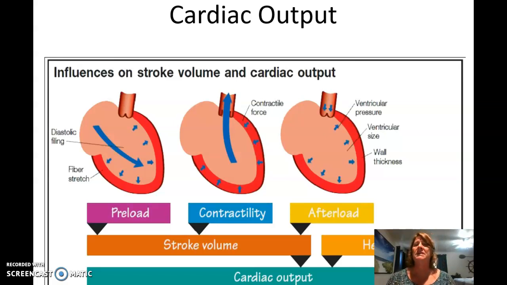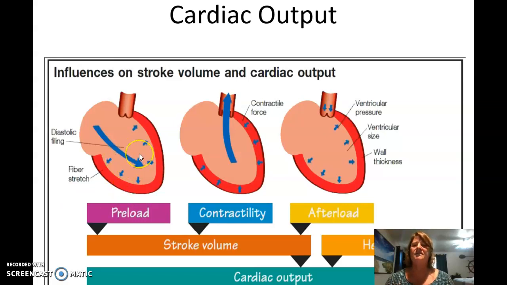Now that is going to be dependent on stroke volume, how much blood your heart sends out with every beat. So every time your heart contracts, how much blood goes out with each beat, times your heart rate. And that's going to give us our cardiac output. Now, our stroke volume is impacted by three things: preload, contractility, and afterload.